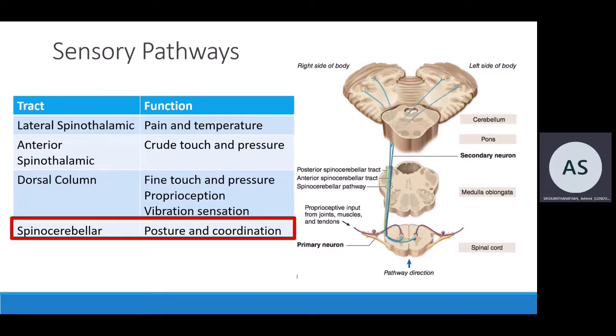There are only two neurons here, and it synapses within the spinal cord, goes up through the medulla, and then into the cerebellum here.